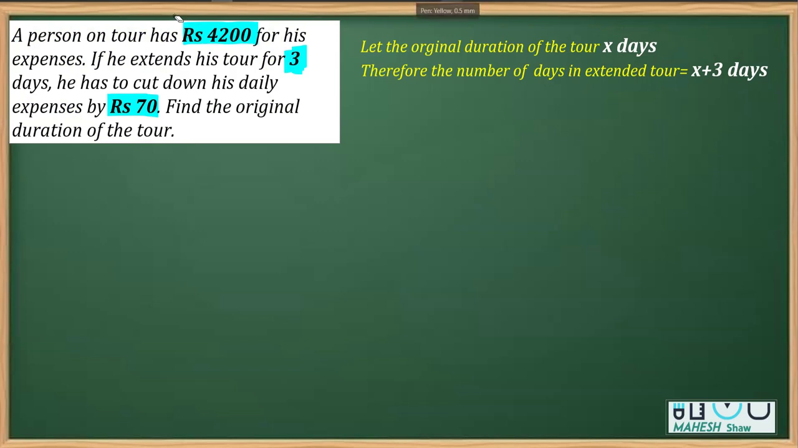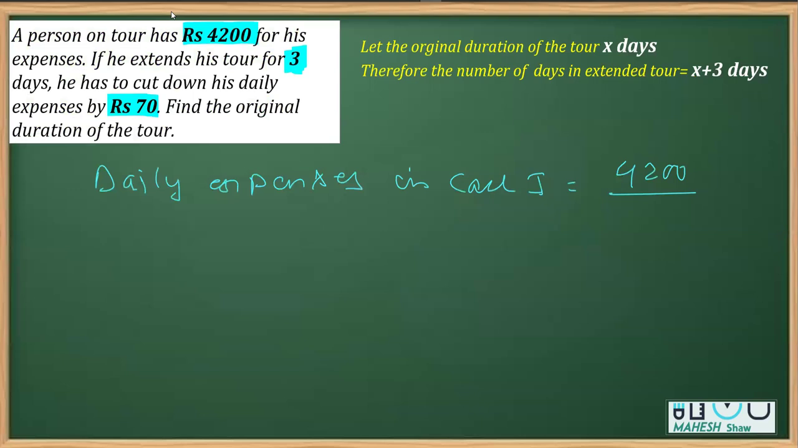Now, what we can say from here is, let's say I figure out the daily expenses. So the daily expenses originally that he was doing, the daily expenses in case one, is going to be the total money he had, that is 4,200, divided by the number of days. You have this much money and you are staying this many days, so if you divide the money you have by the number of days you are staying, that will give you the expenses per day.